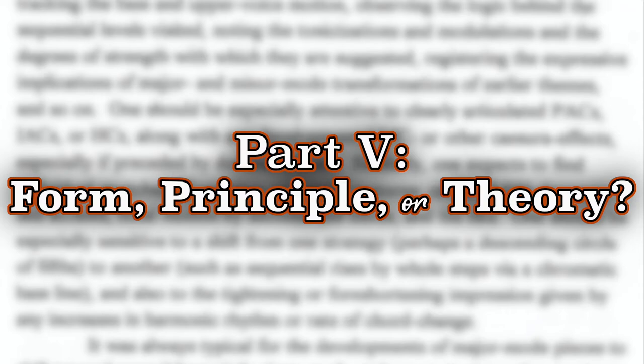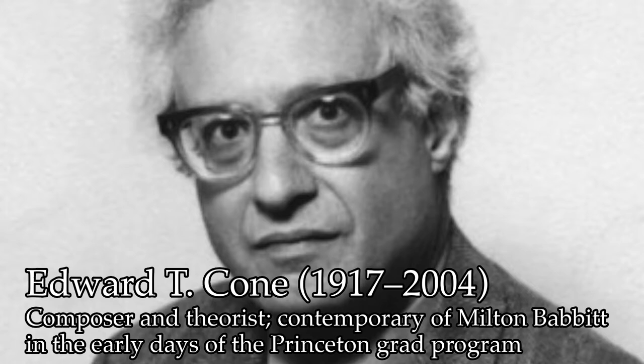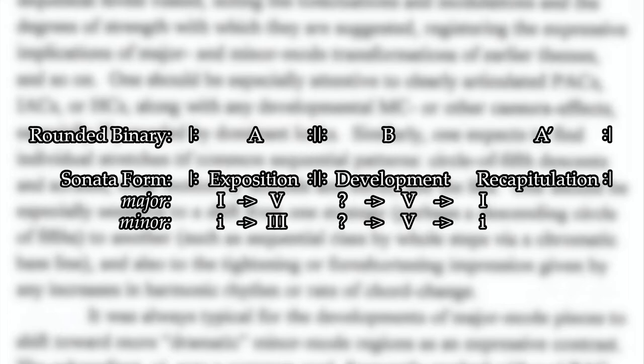The complexity of the sonata has invited theorists over the years to come up with a kind of sonata theory of everything. Edward T. Cohn had an interesting idea, and he said, instead of calling it sonata form, we should call it the sonata principle instead, the principle being when you bring things back in the recapitulation, the themes are all in the same key.